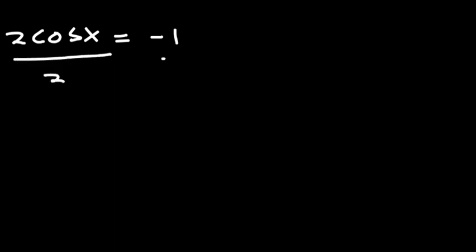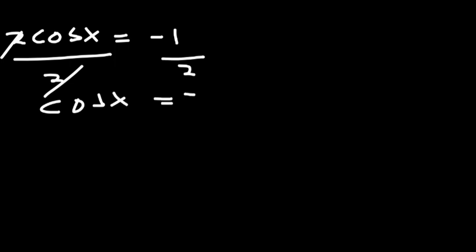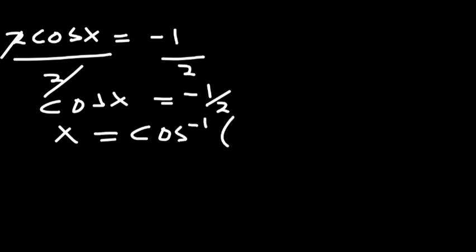So what we have now is 2 cos x is equal to negative 1. We can divide both sides by 2. When we cancel, we remain with cos x is equal to negative half. So we're trying to find an angle. So x is equal to cos inverse of negative half.